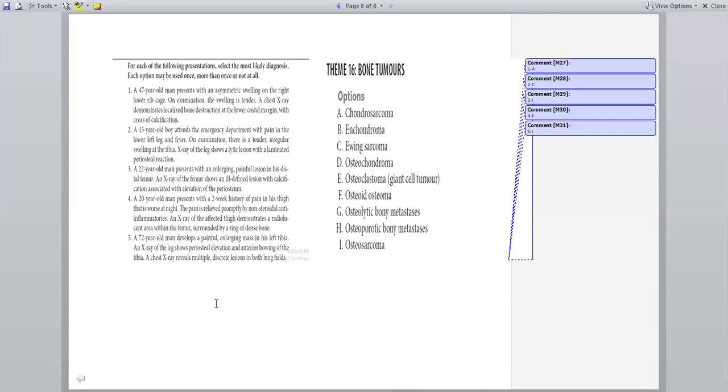Mostly the questions come from Ewing sarcoma, osteogenic sarcoma, and giant cell tumor. So these three mainly are important. Just remember the keywords and see the age. Then I hope it will be easy for you.